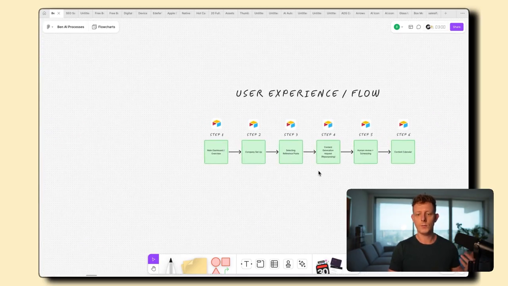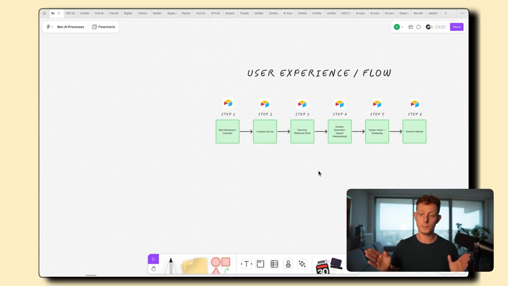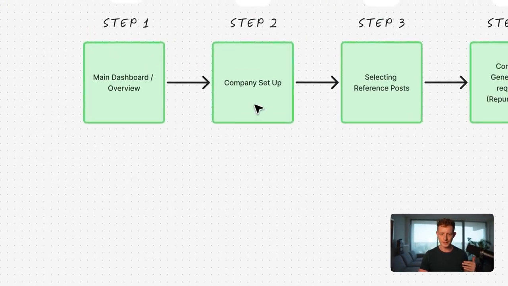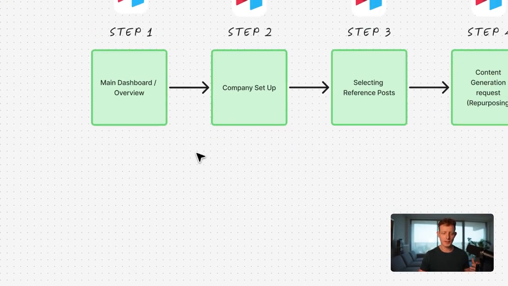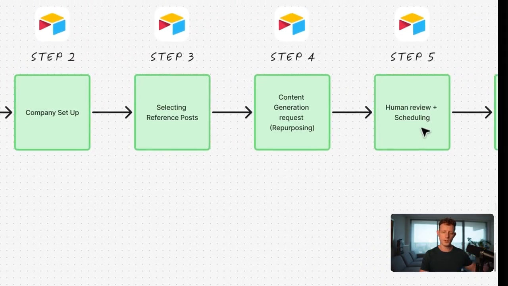Now, the way I usually plan this out is quite simple. It's like, what should the user experience or flow look like? What is a logical sequence to manage this workflow? Now, in this case, I thought of this one. It might change when I'm actually building, but this is my initial idea. So first you have a main dashboard overview, which is basically just the overview of the system, and they can select where they want to go, which step, what they want to do, right?